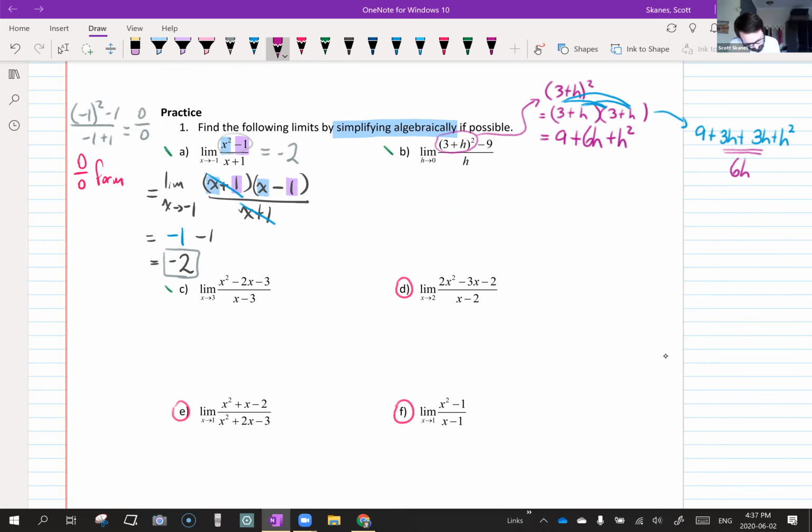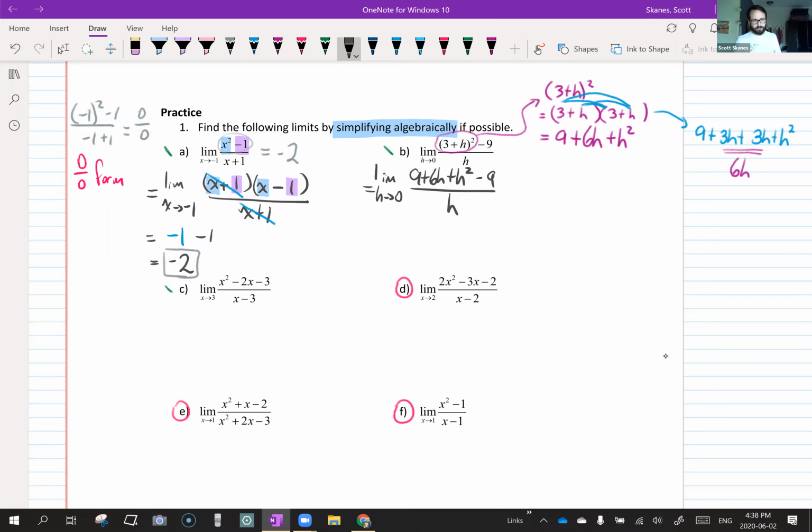Okay, let's continue. We haven't done the limit yet. Be very, very careful that you don't get rid of that limit in front, because you haven't done the limit yet. Simplify first and then we'll do the limit. So this is 9 plus 6h plus h squared minus 9 over h.